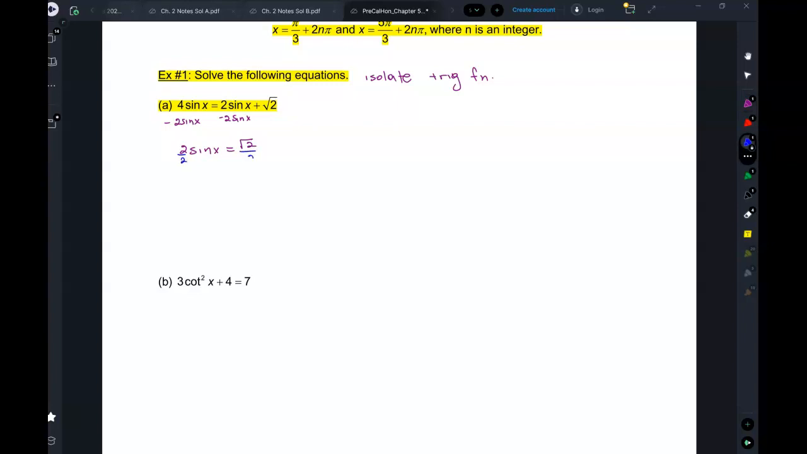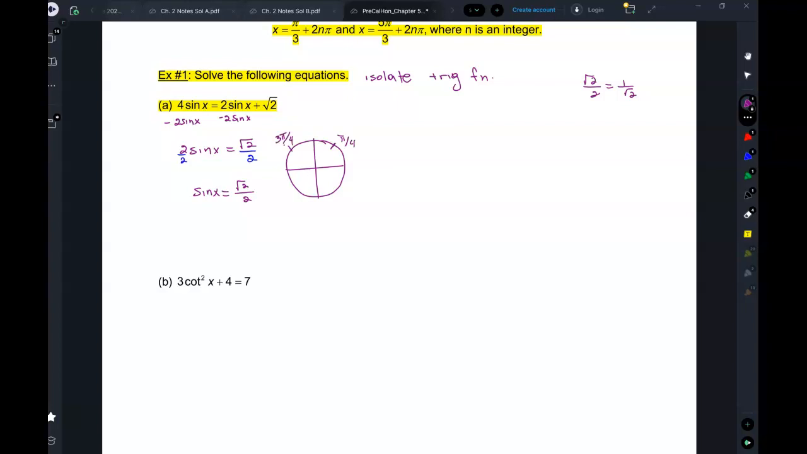Divide by 2, divide by 2. Now, my equation is sine of x is equal to root 2 over 2, which you know in your mind is the same as 1 over root 2, right? So, I ask myself, on the unit circle, where is sine of x equal to 1 over root 2 or root 2 over 2? At pi over 4 and 3 pi over 4 here, right?